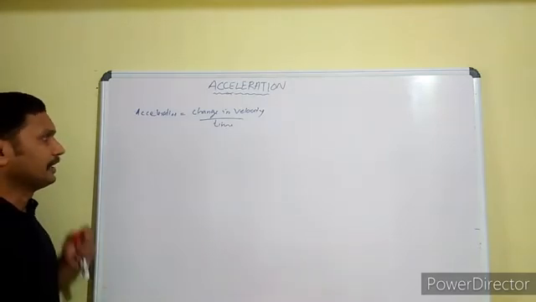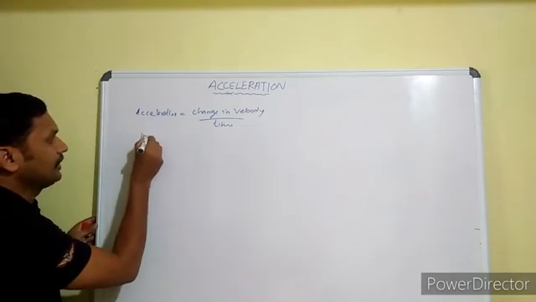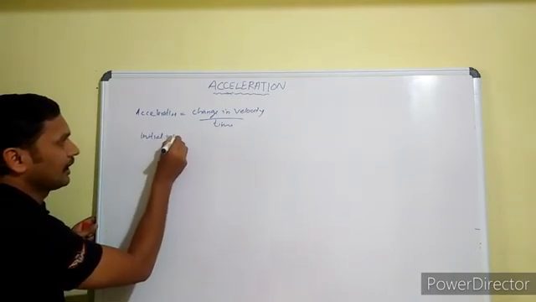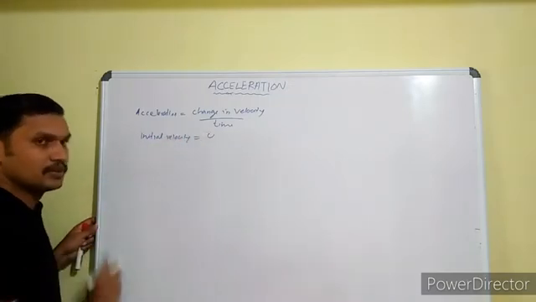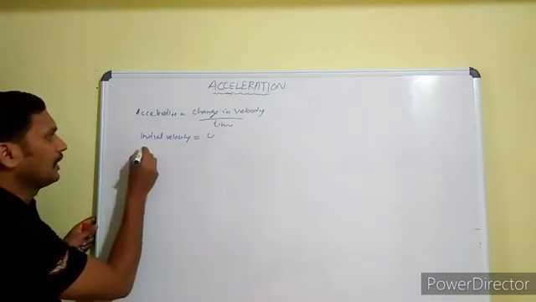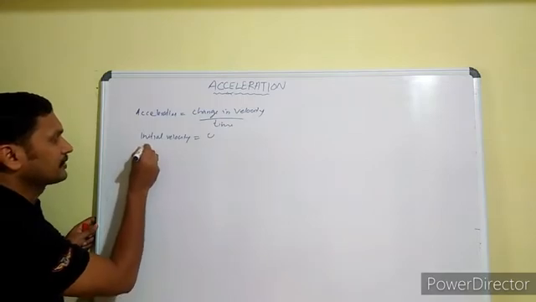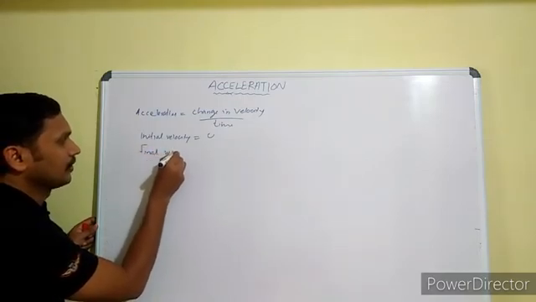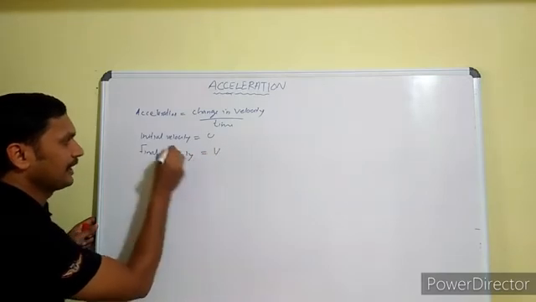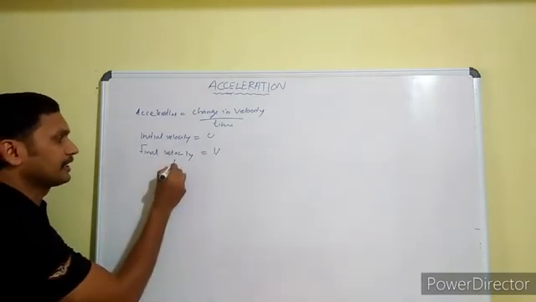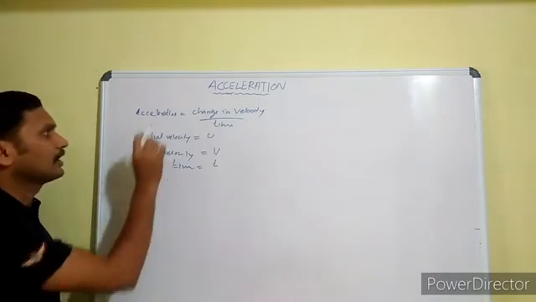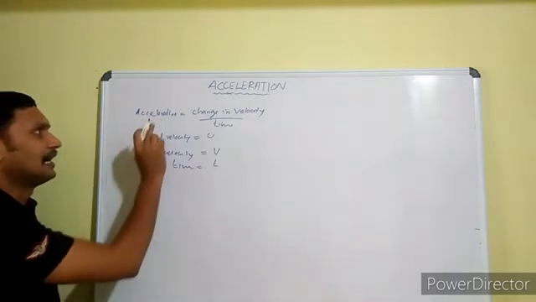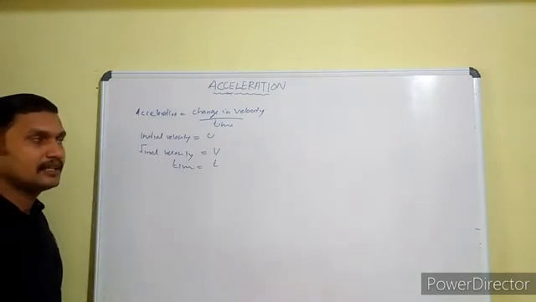For example, in a motion, the object having an initial velocity, say a symbol to represent initial velocity is u, after a time t its velocity becomes v, so its final velocity is v. The time taken for this change is t. And how can you find the acceleration? By definition, acceleration is the change in velocity in unit time.